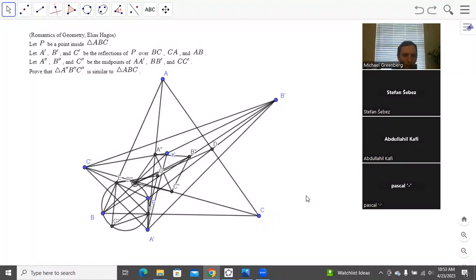Okay, so B. Just so many midpoints. Yeah, probably vectors would be good for this too, right? But yeah, complex numbers might be even easier.